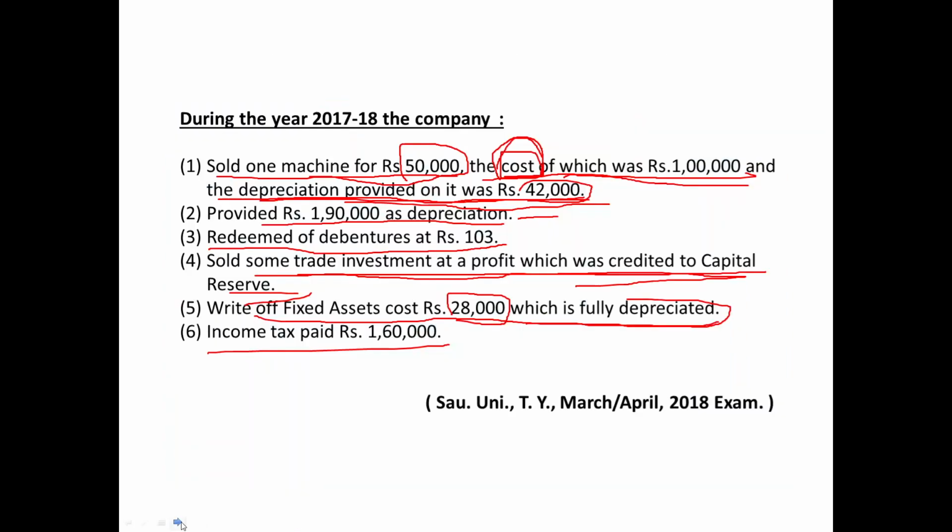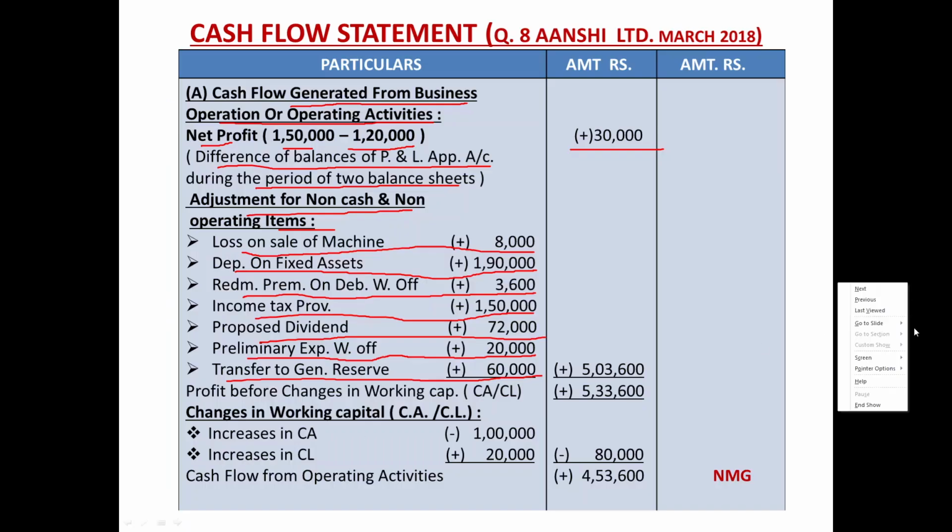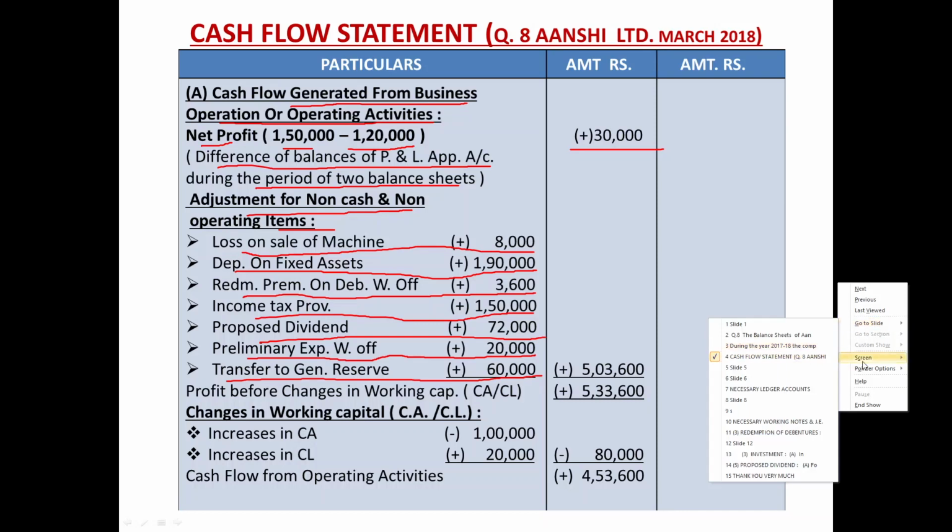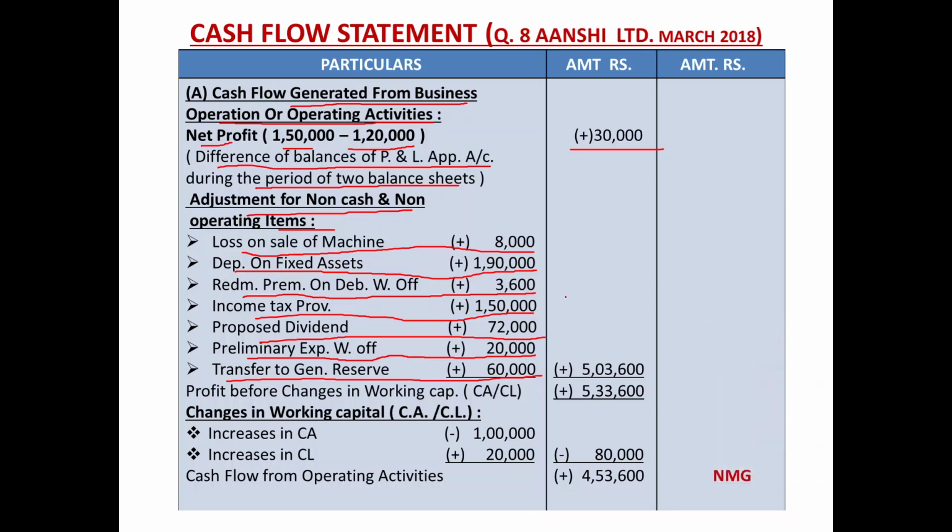Let us decide the cash profit generated from business operation. Total of adjustments, all these adjustments. Total is 5,03,600. That gives the cash profit before changes in working capital or before changes in current assets and current liabilities. Cash profit 5,33,600. Now changes in current assets and current liabilities.